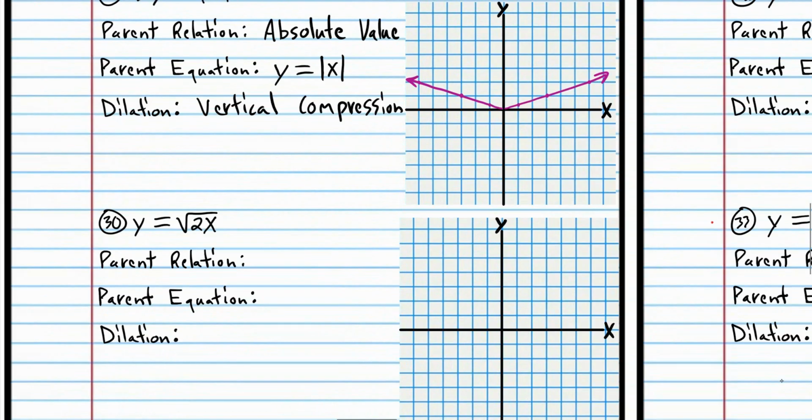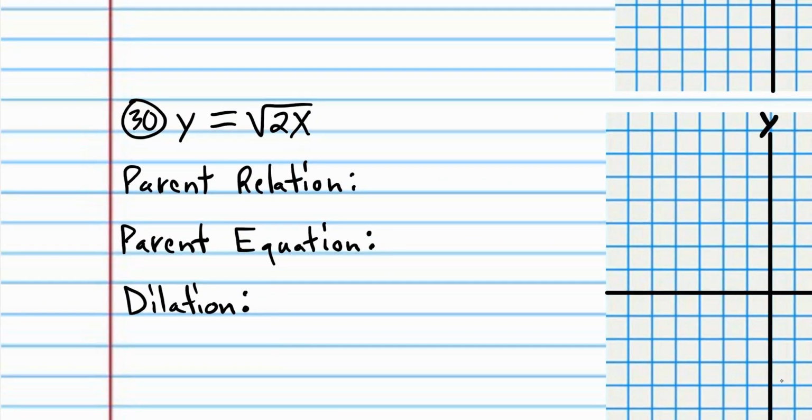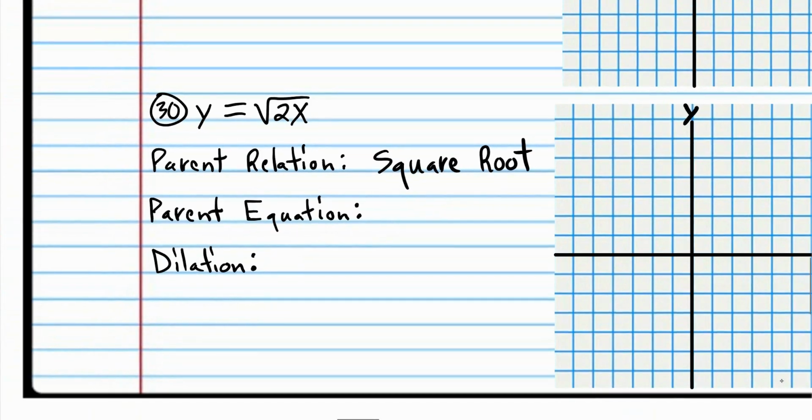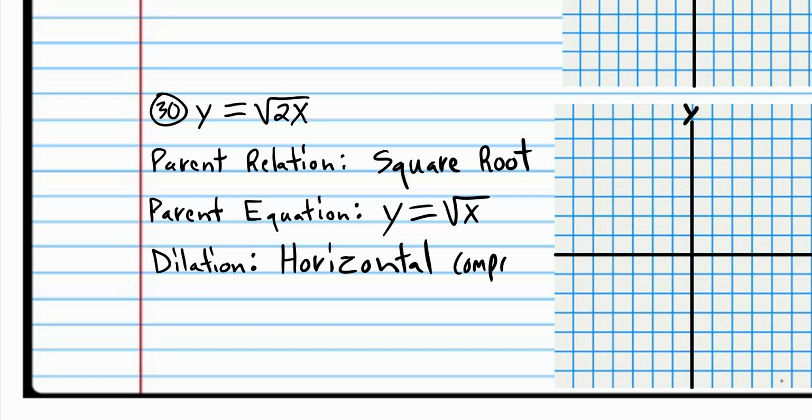Okay, we're back. So this is a square root parent relation, because we have a square root, obviously. The parent equation is y is equal to square root x, and it's a horizontal dilation. How do I know that? Because we're multiplying x. Whenever you multiply x, or when you divide x, it's a horizontal dilation. We're multiplying, so it's going to be a compression.